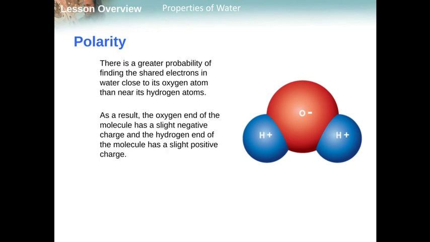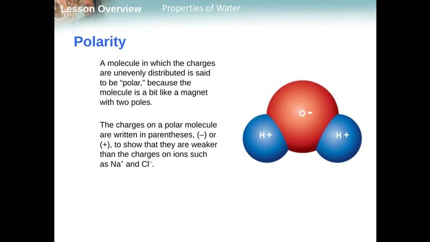So there's a greater probability of finding the shared electrons in the water close to the oxygen atom. Because those electrons have a negative charge, we say that the oxygen region is going to be negative, and the hydrogens, therefore, would be positive. A molecule, when this happens, is said to be polar because the molecule is kind of like a magnet with two poles. The charges on a polar molecule are written in parentheses, and that way we show that we aren't talking about ions like sodium or chlorine where we've actually gained or lost an electron. We talked about those types of bonds in the first lesson with our ionic bonds.